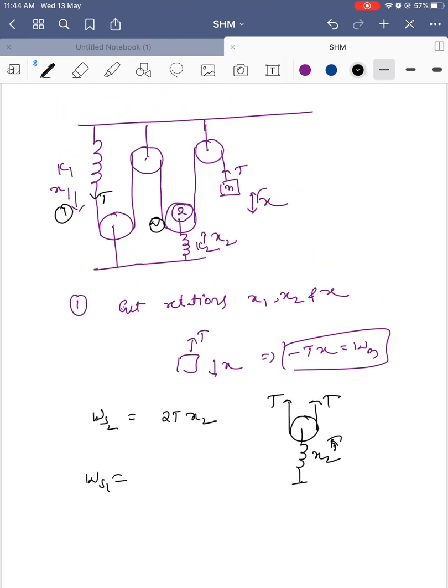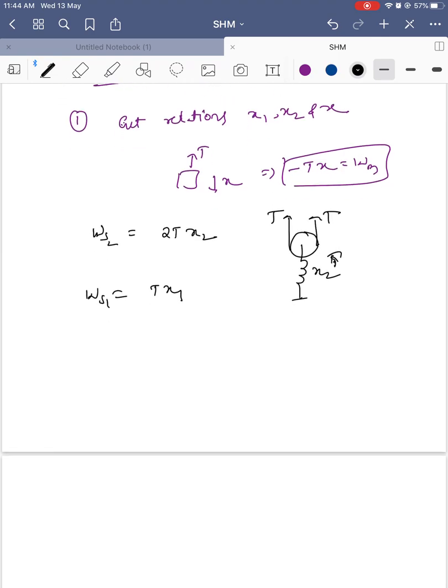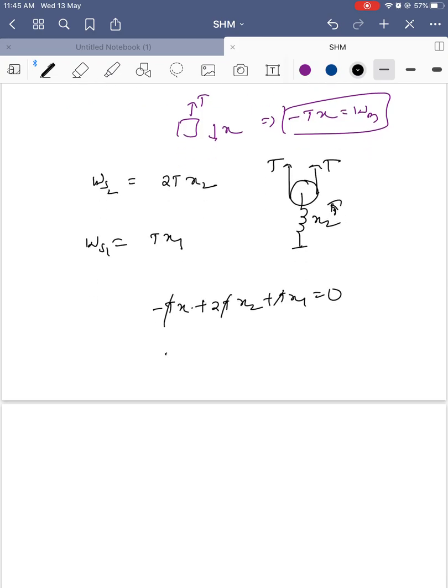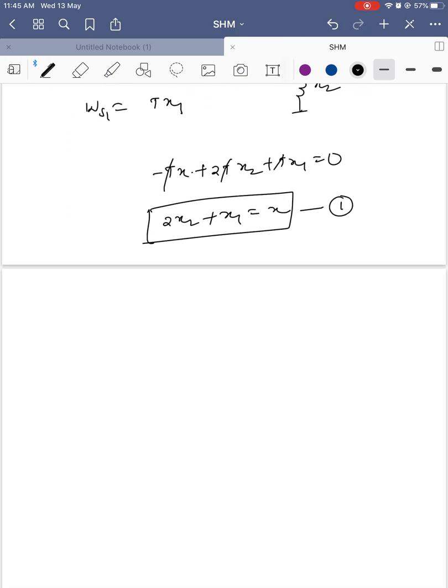tension T and displacement x1, so plus T into x1. If you write the total work done equal to 0, it will be minus Tx plus 2T x2 plus T x1 is equal to 0. T gets cancelled, so 2x2 plus x1 is equal to x. That is the first relation. Next, the second step: the relation between x1 and x2.